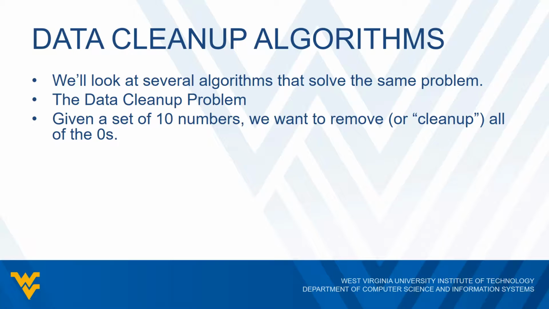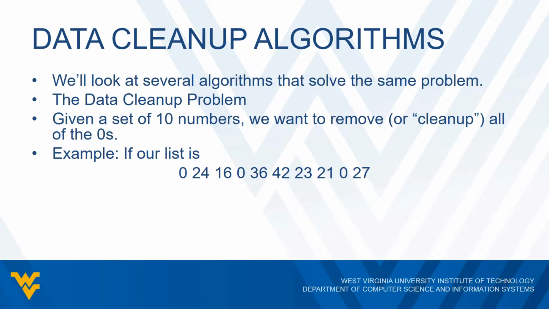So here's the simple version of the problem. Let's say I have a set of 10 numbers, and I want to remove, or what we'll say clean up, all of the zeros in our list. Let me just give you an example. Let's say our list is 0, 24, 16, 0, 36, 42, 23, 21, 0, and 27. What we want to do is get rid of all the zeros.